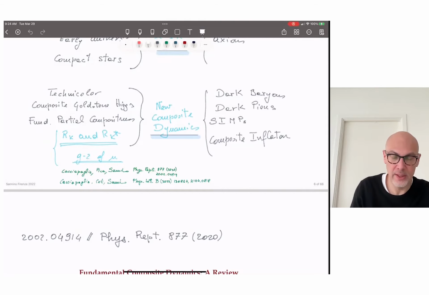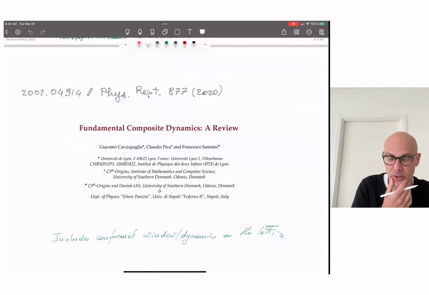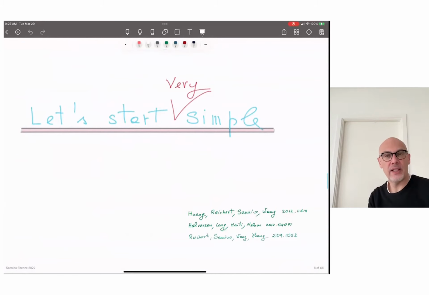Many of the things that I said are summarized in the Physics Report, which I wrote with Giacomo and Claudio. In this, you will also find a sufficiently up-to-date review of the conformal window and dynamics on and off the lattice. Okay, so this summarizes, for me, the interest in investigating strongly coupled theories. Now, I want to give a few examples of what we can do with these new strongly coupled theories. It can be fun, what can we learn?